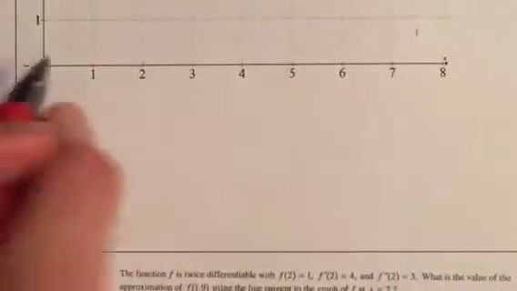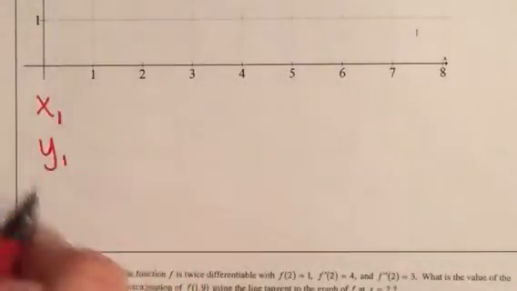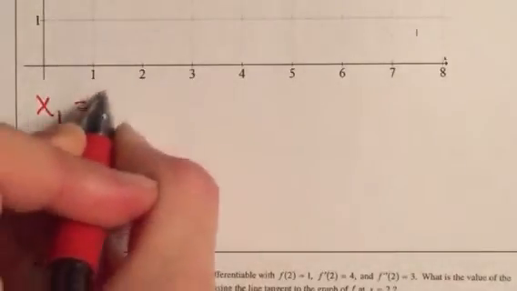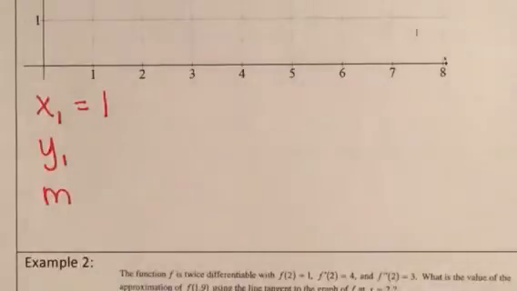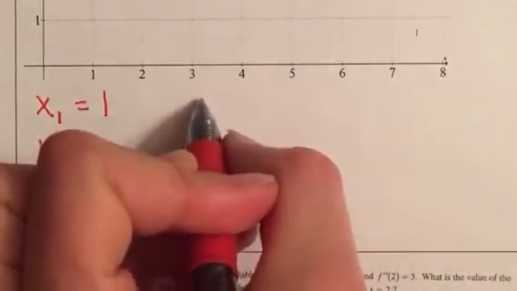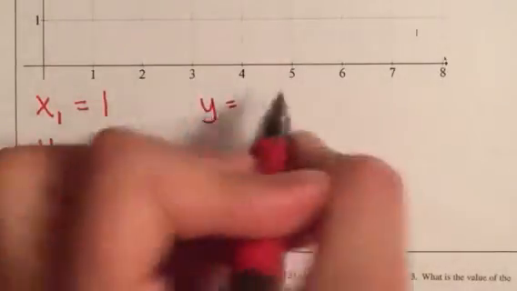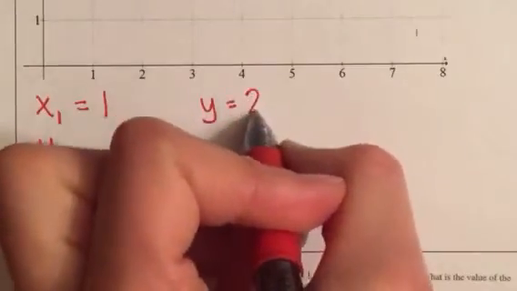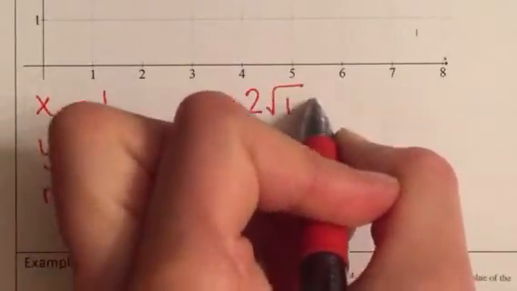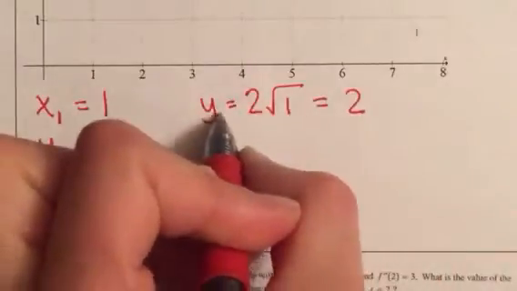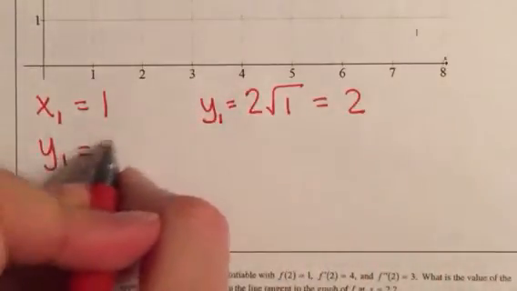So we're going to find an x1, a y1, and an m. x1 was the x equals 1 that they gave us. We're going to use our function 2 root x, and we're going to plug in our 1, and that's going to give us our y1 value. So y1 is equal to 2.